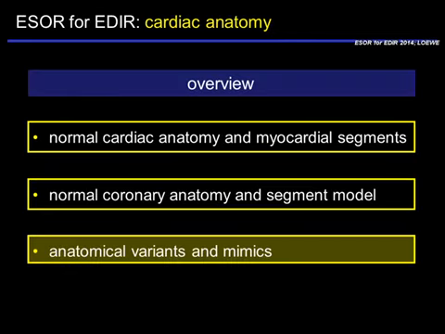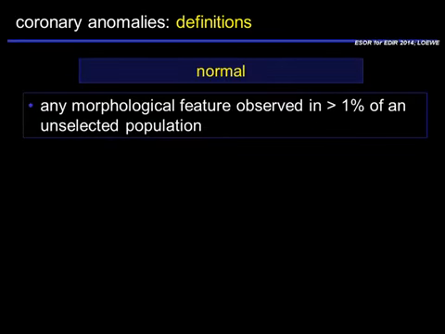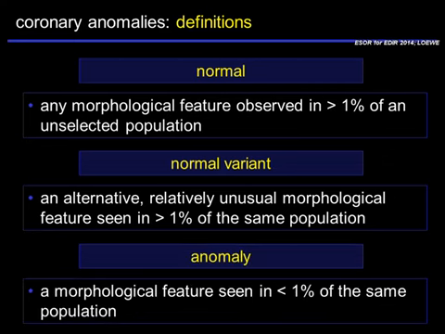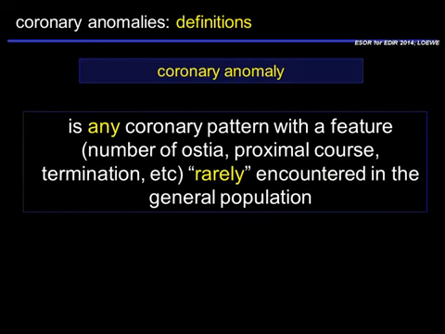Just a few words at the final end of my presentation to the anatomical variants. What is normal, what is abnormal? So per definition, normal is any morphological feature observed in more than 1% of an unselected population. A normal variant is another, not as usual feature, but also seen in more than 1%. And an anomaly is an unusual feature seen in less than 1% of the same population.